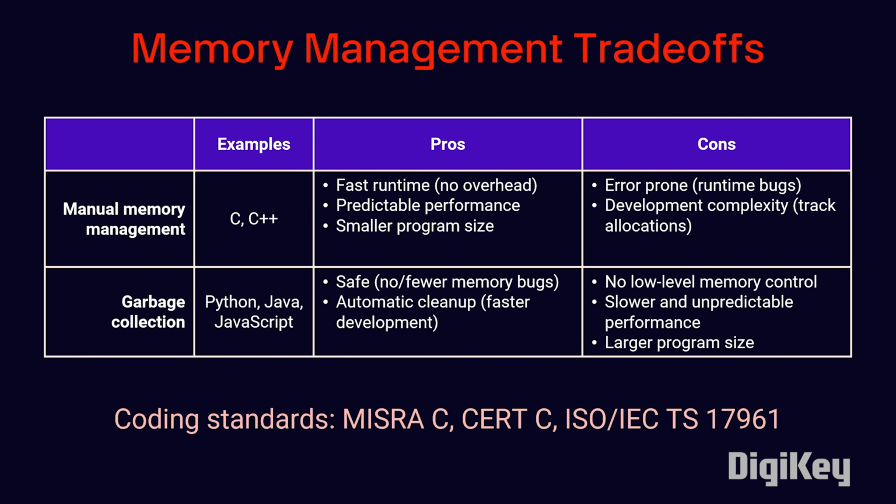The most popular is probably MISRA, which is used frequently in the automotive, aerospace, and medical industries. You might also come across Cert-C and ISO IEC TS 17961. These don't change the language or compiler. Rather, they provide a set of rules and guidelines that, if followed, can produce memory-safe code. However, they require teams and code reviews to ensure that such standards are followed. There are some tools that can check code for you, but it ultimately comes down to people enforcing the rules.